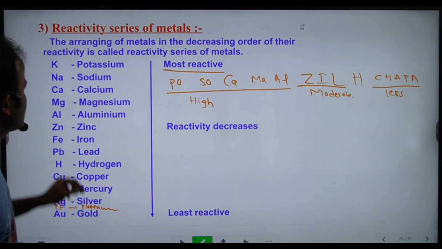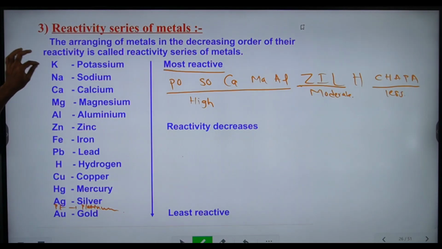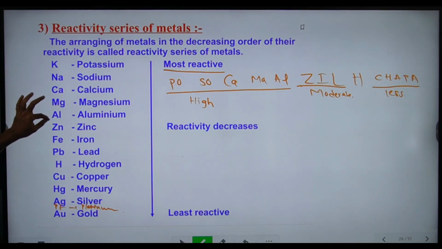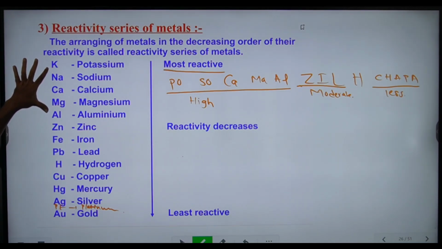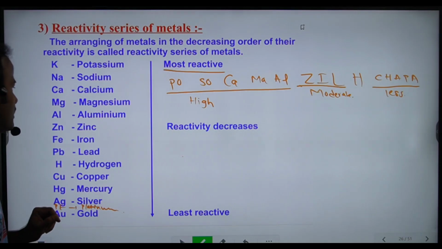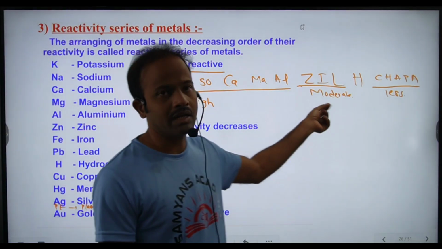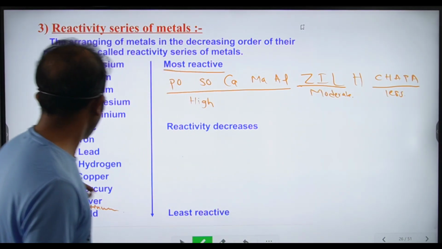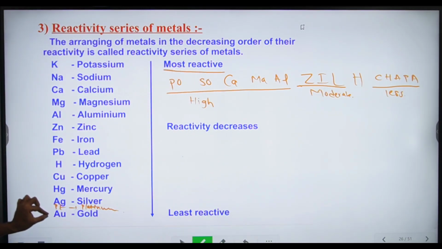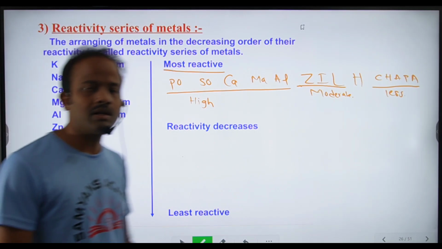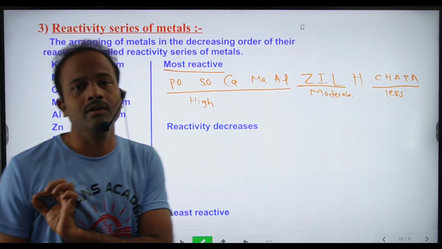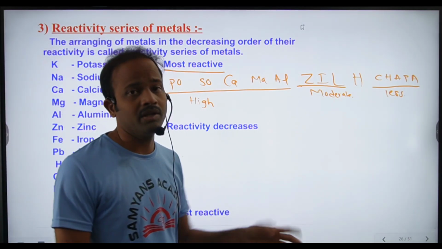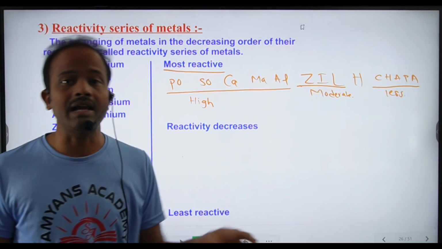Which metals have more reactivity? Potassium, sodium, calcium, magnesium, aluminum, up to here, and these metals show the highest reactivity. When you come to zinc, iron and lead, what will happen in this case? The reactivity of these metals slightly decreases. And copper, mercury, silver, platinum, gold, these are the valuable metals, and valuable metals do not react, meaning these have less reactivity.